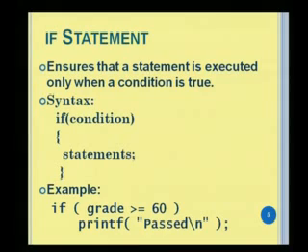First of all, the if statement ensures that the statement is executed only when the condition is true. It checks the condition. It has a syntax where the condition is described, then the starting brace, statements, and the ending brace. We take an example: if grade is greater than or equal to 60%, then when we print the output, it will print that the student has passed, the student who got a grade greater than or equal to 60%. That means the student has absolutely passed. It checks that the statement is true. If the statement is true, it will print the statement, otherwise it will not print that particular statement.